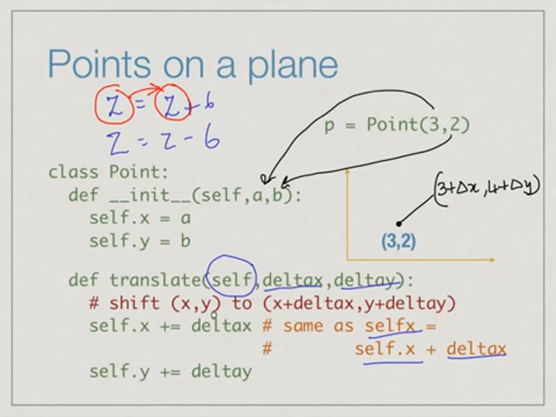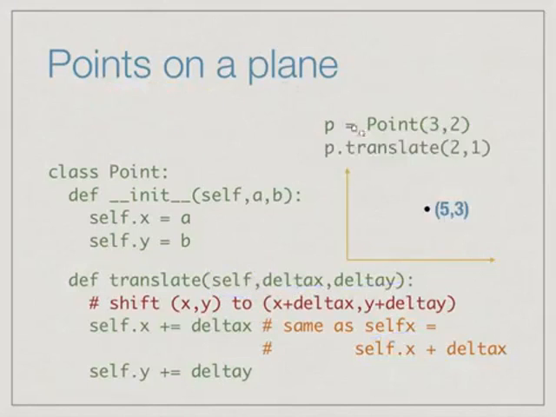So instead of writing self.x equal to self.x plus delta x, we just write self.x plus equal to delta x. So this shifts the x coordinate of the current point by the argument provided to translate. Similarly, self.y plus equal to delta y will shift the y coordinate by the amount provided by delta y. So for instance, now if we say p dot translate 2, 1, then we get a new point which is 3 plus 2, 5 for the x coordinate and 2 plus 1, 3. So this 3 plus 2 gives us 5 and 2 plus 1 gives us 3. So this shifts the point from 3, 2 to 5, 3.